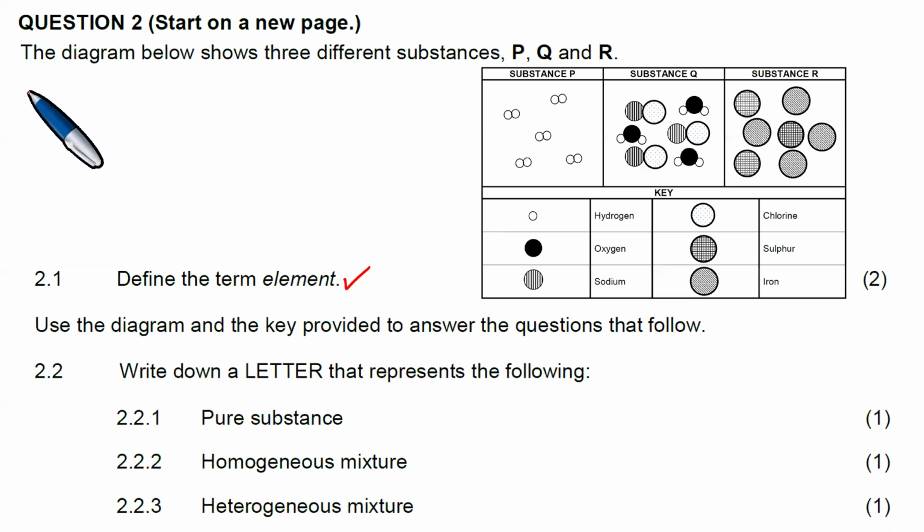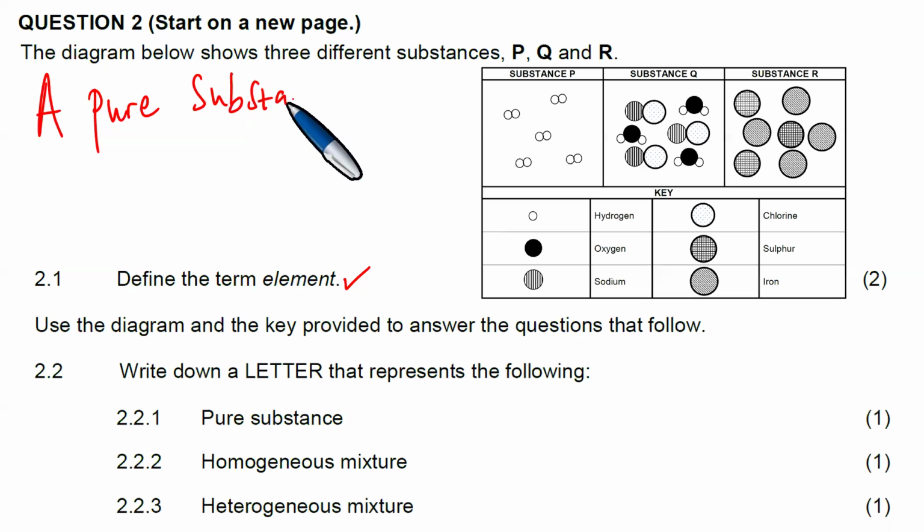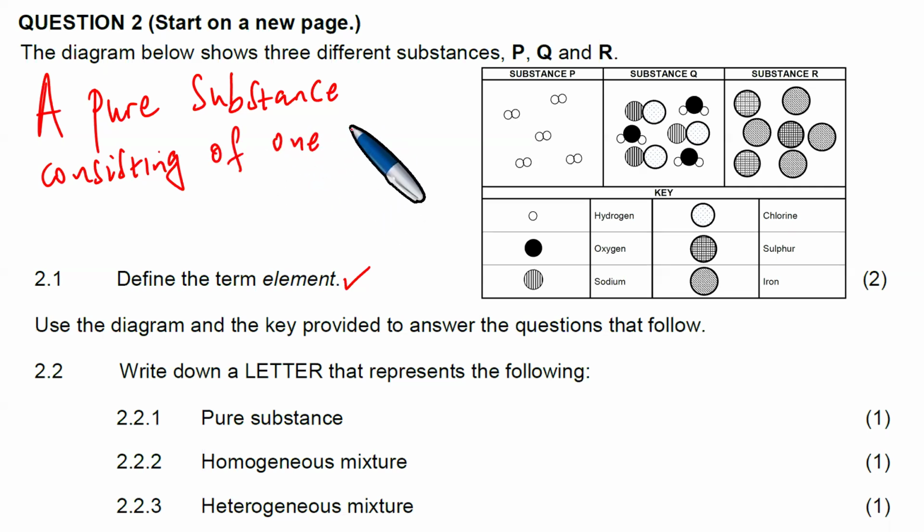Okay, I'm going to define an element because I'm a chemistry person. So we're going to say an element is nothing other than a pure substance consisting of one type of atom. A pure substance consisting of one type of atom. So an element is a pure substance consisting of one type of atom.